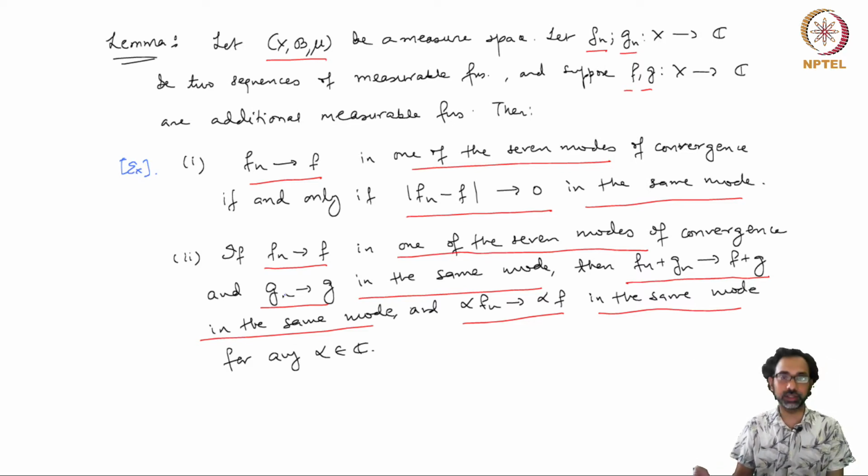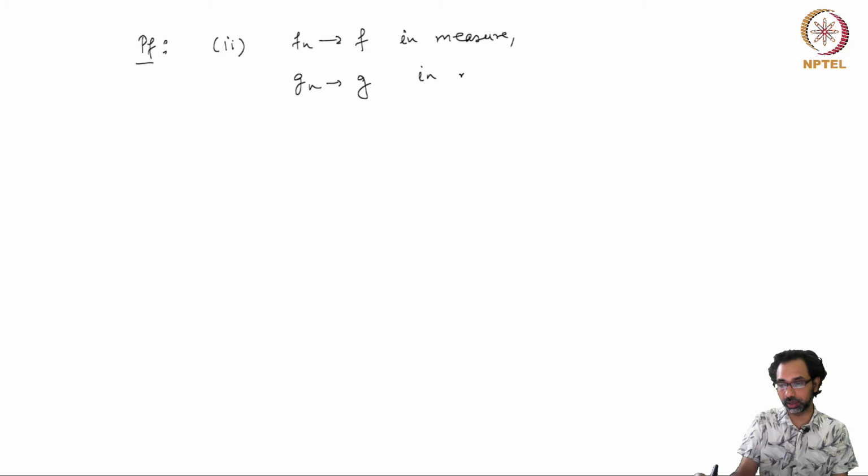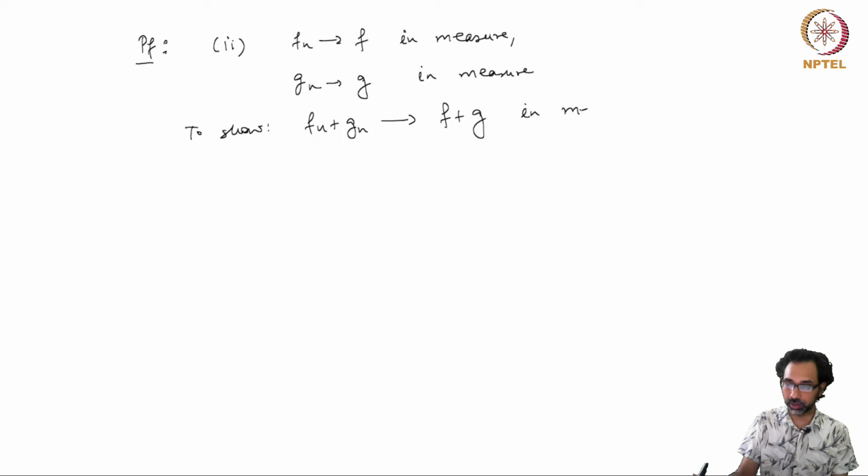The second part is essentially just the use of the triangle inequality in its various forms, and I will only prove it for convergence in measure. So, let's look at the proof for part 2, when Fn converges to F in measure and Gn converges to G in measure. Then I want to show that Fn plus Gn converges to F plus G in measure.